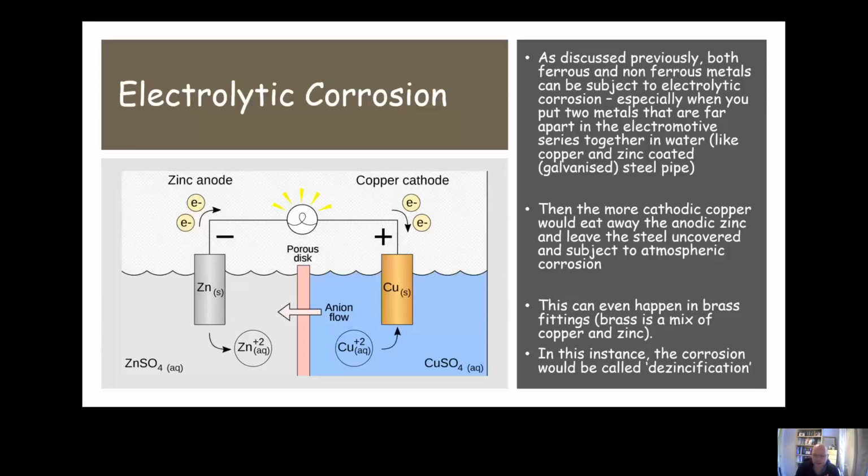Okay. This can also happen in brass fittings. If you've got a mixture of copper and zinc, that creates brass. But what can happen is the brass can suffer from something called dezinkification, where the zinc is actually leached out of the brass, which can cause it to leak. Essentially, it becomes weaker, and the water can then pass through it.